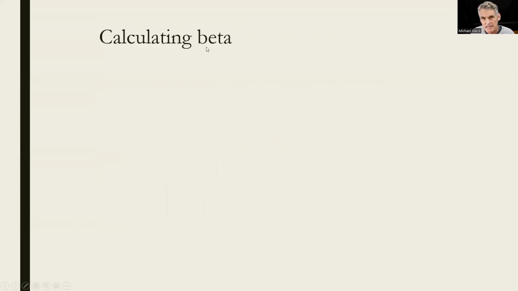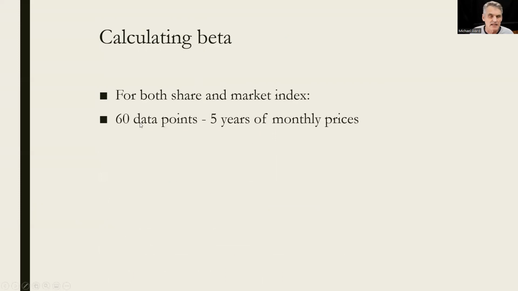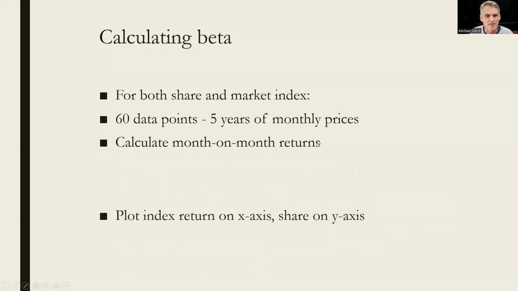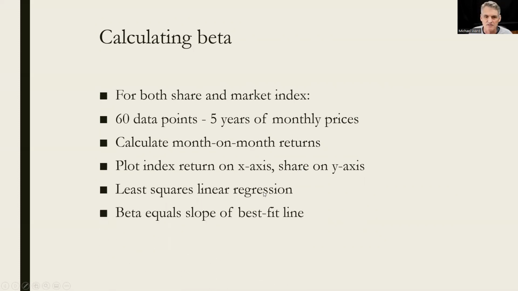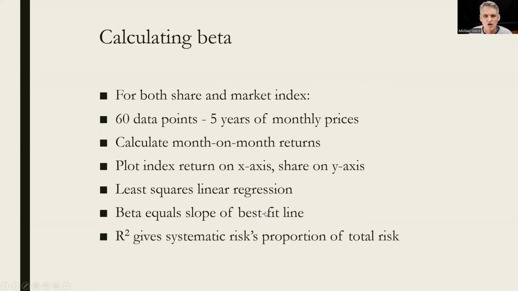Now, to calculate the beta, we actually need a bunch of data. We need it for both the share that we're interested in and the market that we're in. Usually we use the all share index for this. We're going to go and obtain some data, and people vary these things, but normally we're going to take 60 monthly data points. So in other words, 5 years of prices, which we're going to convert into returns for each month. And then we're going to plot the index returns on the x-axis, and this is really important that we get these the right way around, and the share returns on the y-axis, and we're going to do a linear regression on this, fit a line to it, and the beta is going to be the slope of the line.